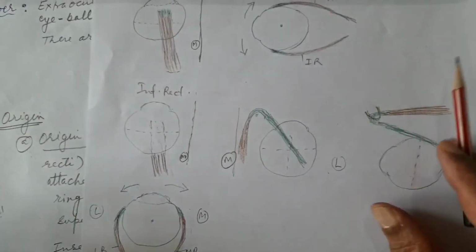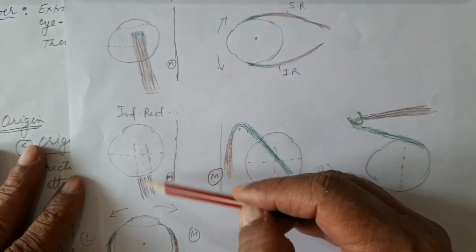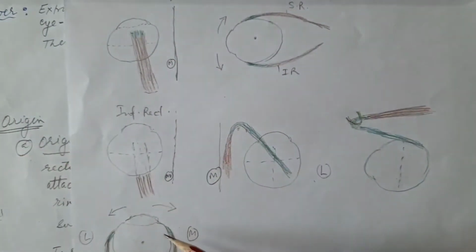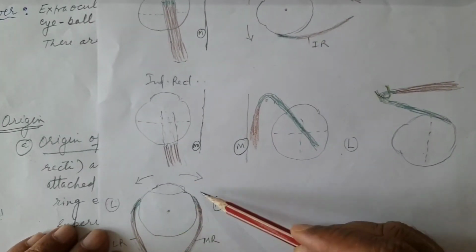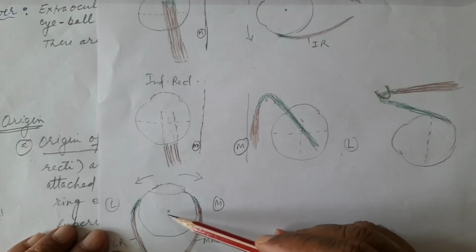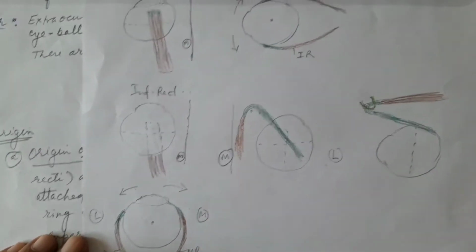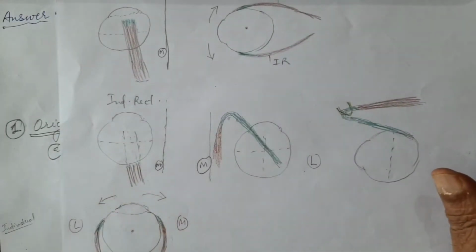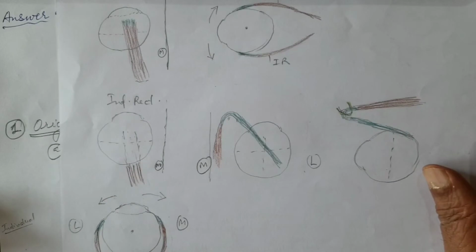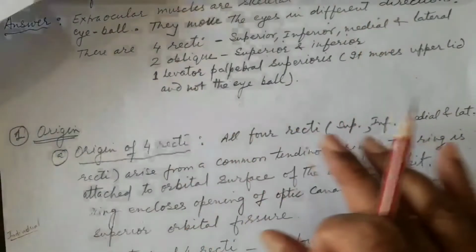But the direction of this muscle is important, especially superior and inferior. Both have the same direction. But the medial and lateral rectus, again in the left eyeball, this is the medial side, and we are seeing from the top. The medial and lateral lie on the medial and lateral side of the eyeball. So I hope you have understood the origin of this muscle.